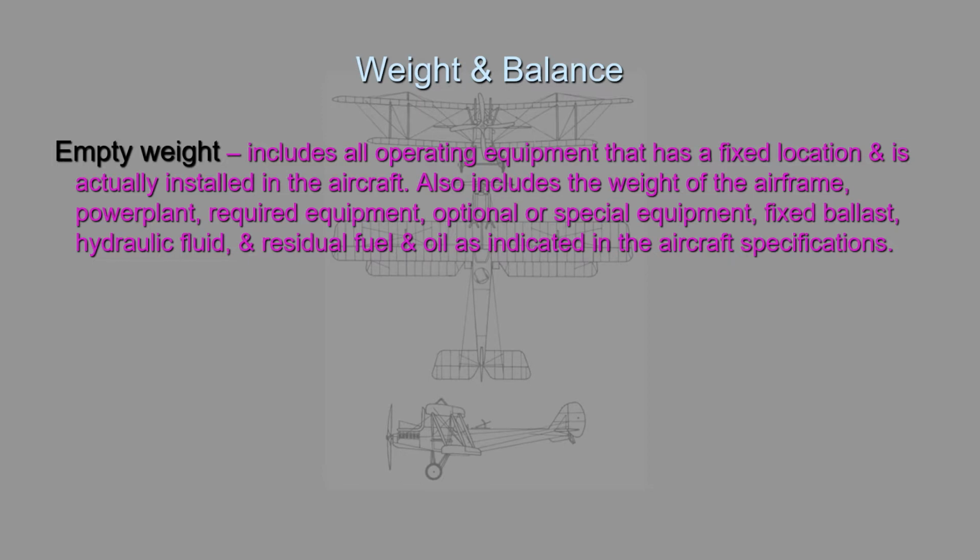The empty weight of an aircraft includes all operating equipment that has a fixed location and is actually installed in the aircraft. It also includes the weight of the airframe, power plant, required equipment, optional or special equipment, fixed or permanent ballast, hydraulic fluid, and residual fuel and oil as indicated in the aircraft specifications or type certificate data sheet.